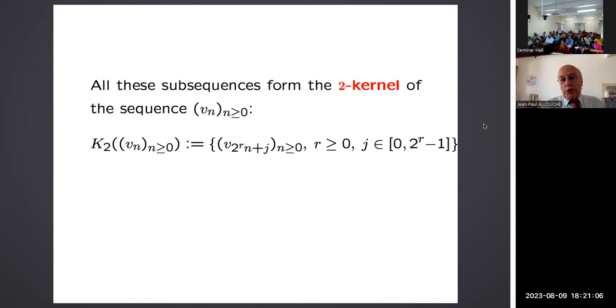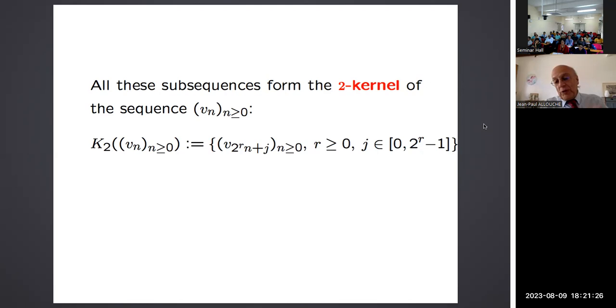And in short, this is the set of all sequences of the kind v_(2^r n + j), where n is the index, r is anything, and j is between 0 and 2^r minus 1. I mean, those sequences are exactly those in the tree, okay?